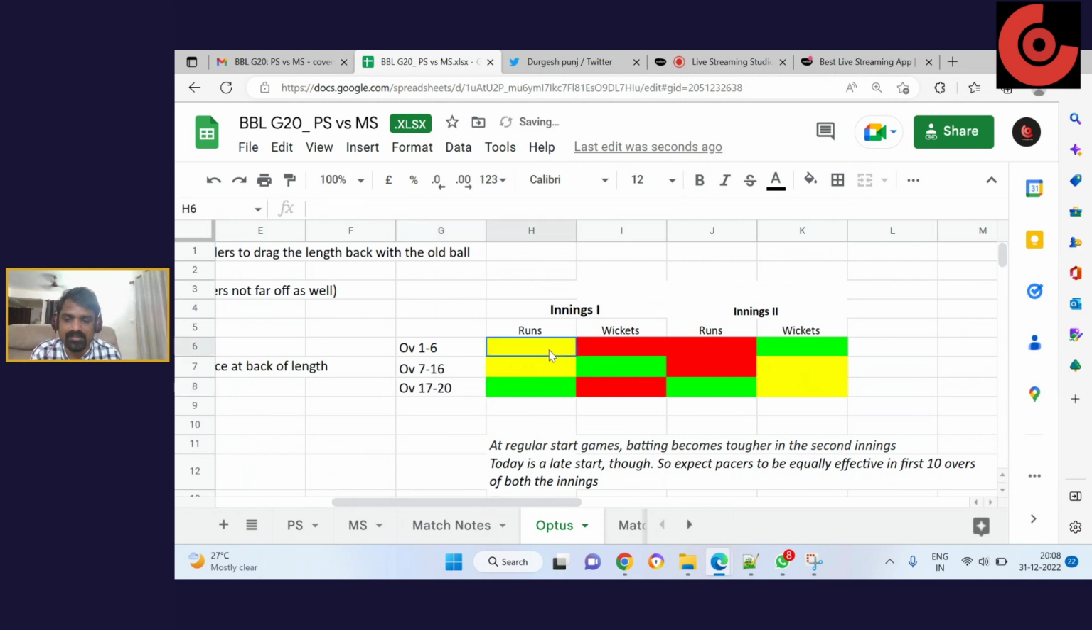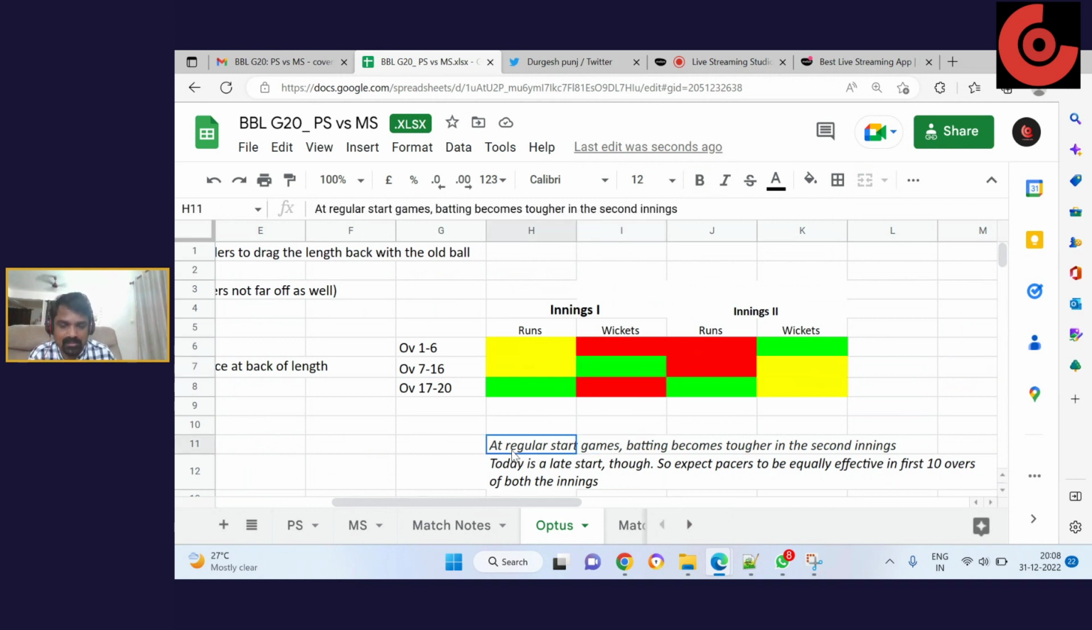So what we have done is here in overs 1 to 6, when runs is marked as yellow, it basically means the run scoring is not too high, not too low. It will be somewhere average. When wickets is marked as red, this is a phase where taking wickets will be difficult generally. And for overs 7 to 16, when it's marked as yellow, it's again the same thing. Run scoring is neither too high nor too low, and it's somewhere in between. And when wickets is marked as green, this is a phase where you could generally expect a lot of wickets.